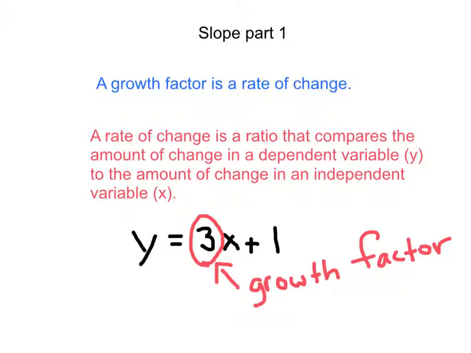And so here we have an example of an equation, y equals 3x plus 1. And notice that the 3 is circled. The 3 is the growth factor in this equation. If you recall from our work on patterns and multiple representations, when we represent a rule using a pattern of tiles or blocks, the amount of tiles that each figure changes by is the number in front of x. It's the growth factor.